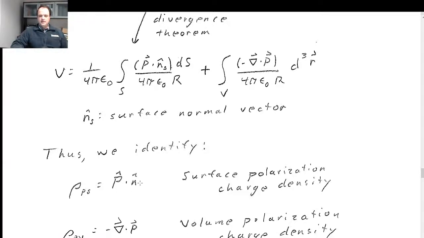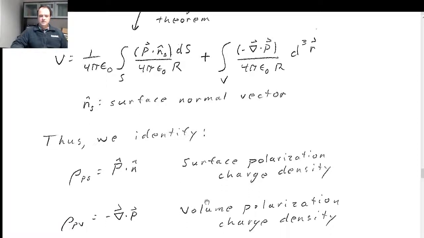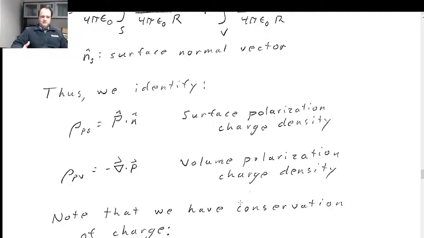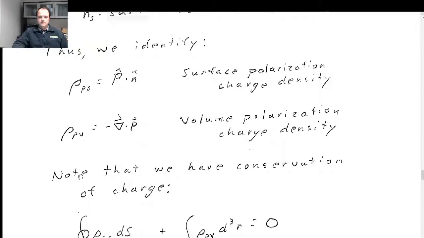P dot n is equal to a charge density, namely a surface polarization charge density, and the minus del dot P, capital P, is equal to a volume polarization charge density. So when we polarize a material, whether it's inherently polarized, naturally polarized, or if we induce polarization due to an applied electric field, we are in effect producing charges within that material that can then produce its own electric field, that can produce an electric potential, and so forth.